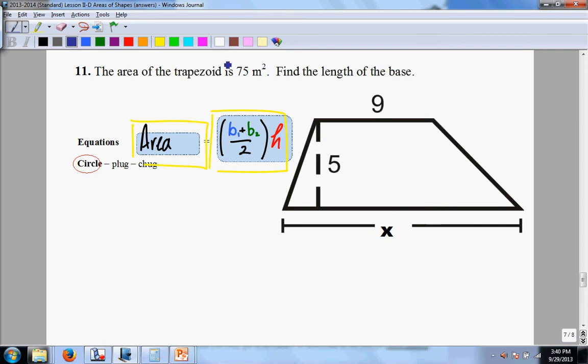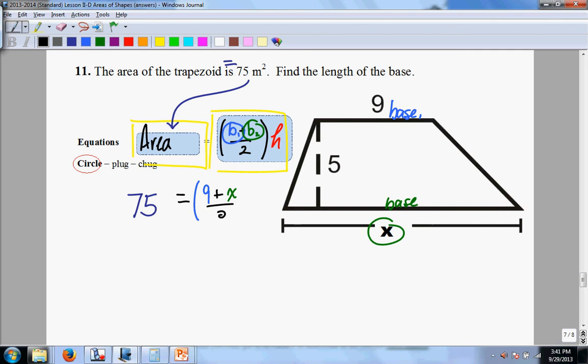Area is equal sign 75. So 75 goes here on the left, equals our first base, which we have right here, base 1, which is 9, plus our other base, which we don't have. We're going to call it x, over 2, times your height, which we have right here at the right angle, times 5. Obviously, you need to solve for x.